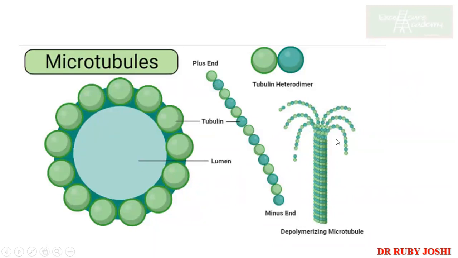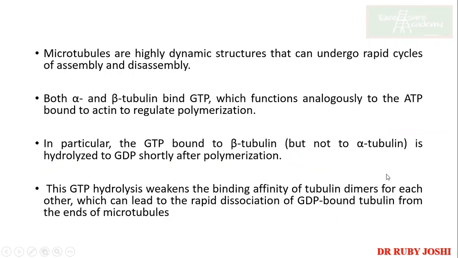Okay. Now this is how the protofilaments of the microtubule start depolymerizing. All the 13 protofilaments will start depolymerizing. It will look as if there is a flower and it is shedding off. Now, microtubules are highly dynamic structures that can undergo rapid cycles of assembly and disassembly. Both alpha and beta tubulin bind to GTP, which functions analogously to the ATP bound to the actin. So every time it is compared with the actin.